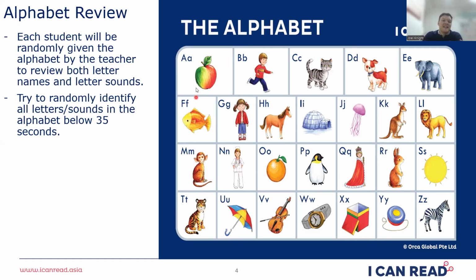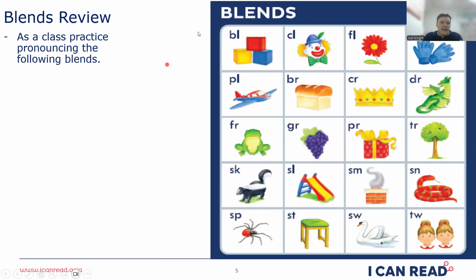So you can practice the letter names, A, F, M, T, U, N, G, etc. Then you could practice the letter sounds, A, F, M, T, A, N, G, B. So this is a nice warm up and just to get them used to the sounds, used to the letter names. The next part of reviewing, as I mentioned for the first 10 lessons, will be reviewing the blends.